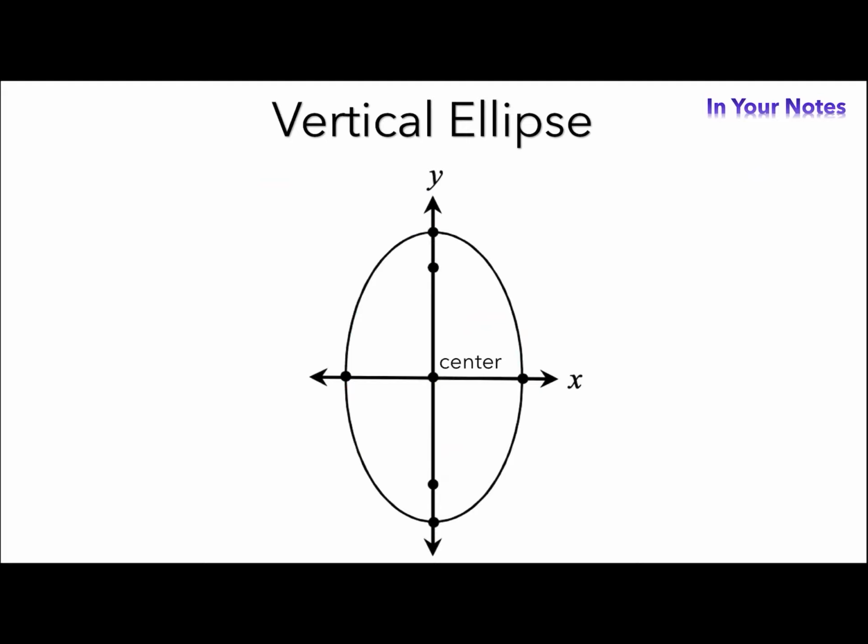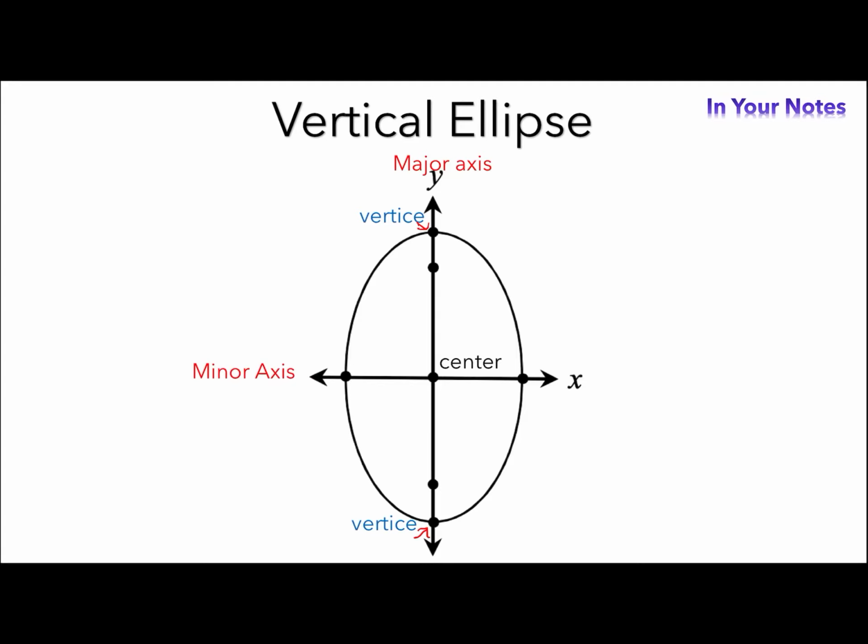Once again, we have a center right there at 0, 0. Your major axis, again, is the one that is the longest piece of the ellipse. So this is your longest piece. This is your major axis. The 2 points on that major axis, just like before, are your vertices. So this is your vertex here, and this is your vertex.